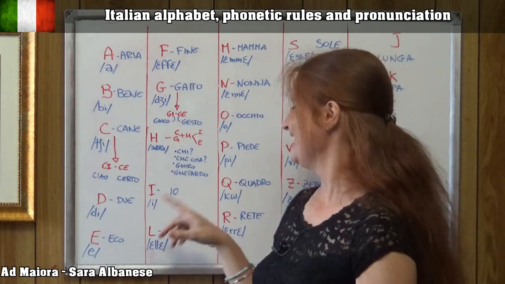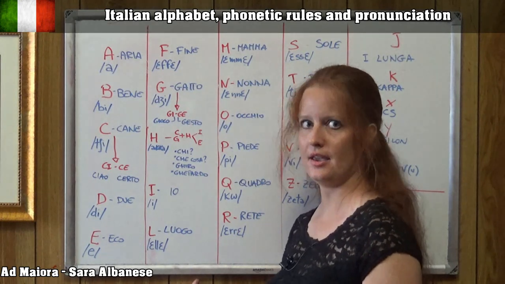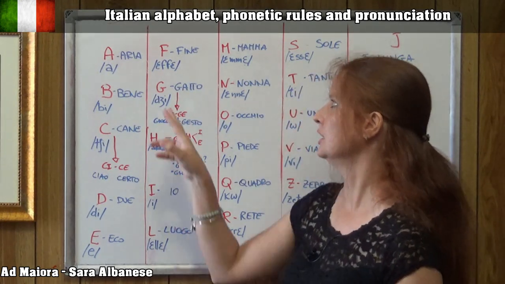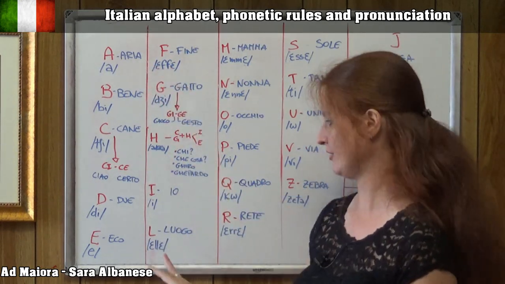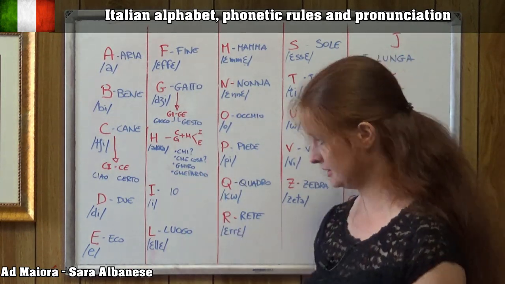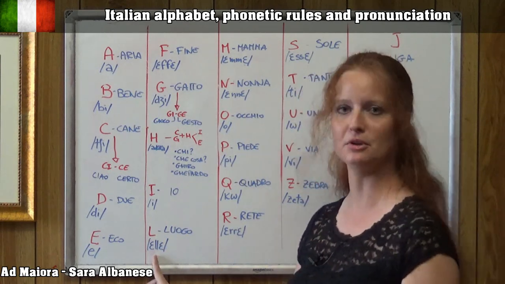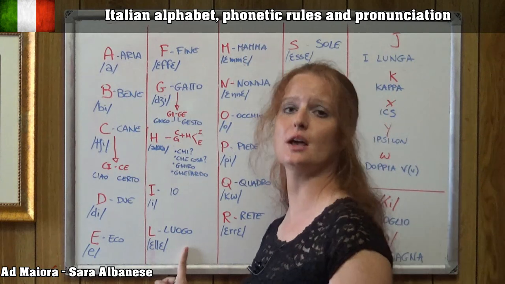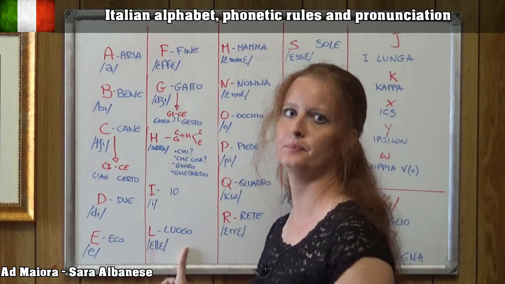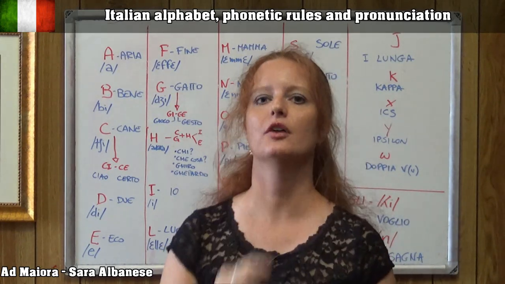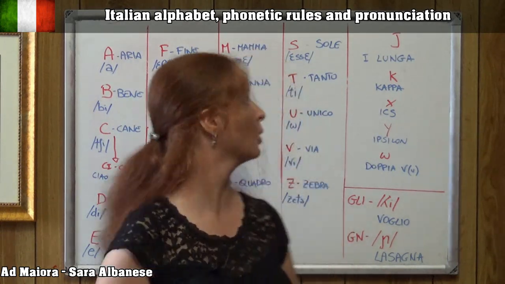A, B, C, D, E, F, G, H, I, L. L. You go back to this way of calling the letter, similar to F. You see you have E at the beginning and the end, and in the middle of the name of the letter you've got that letter that is doubled, L, L. Like for example in the word luogo, which means place. You put the tip of your tongue just behind your front teeth, L, luogo.